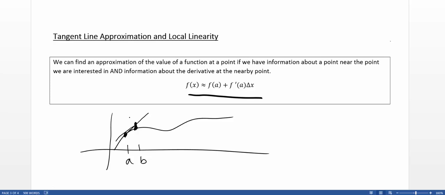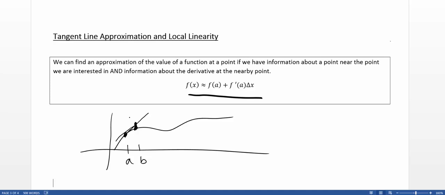Now, how good this approximation is wholly depends on how close you are to the point where you have information. If you have information about what's happening at 1 and you want to use that to predict what's happening at 10,000, that's not going to be a very good approximation. However, if you have information about what's happening at 1 and you want to use that to predict what's happening at 2, that's going to be fairly good. So keep in mind, closeness dictates how good your approximation is.